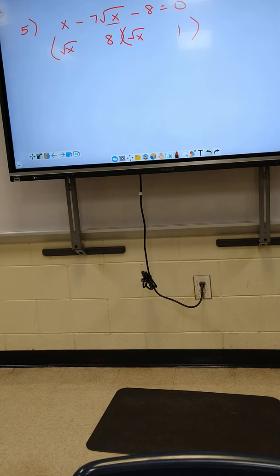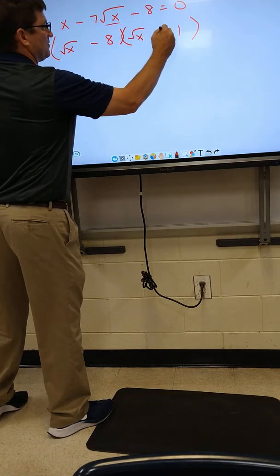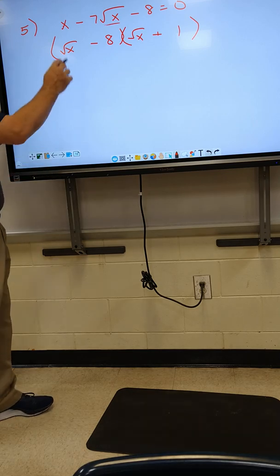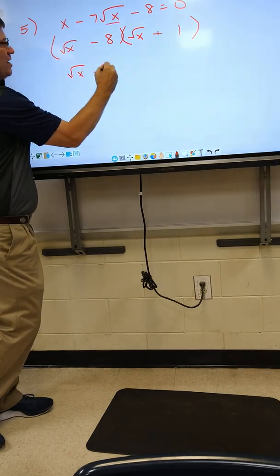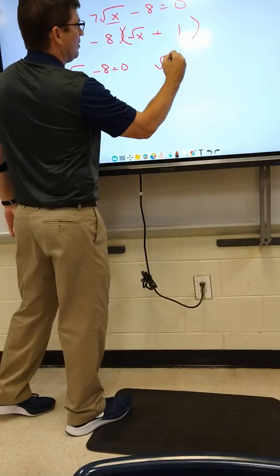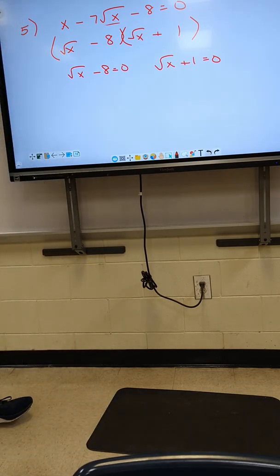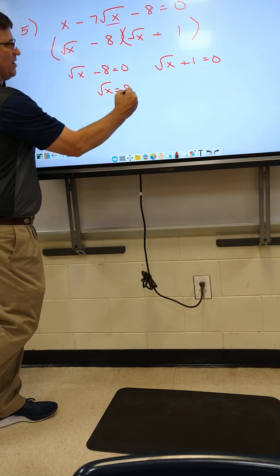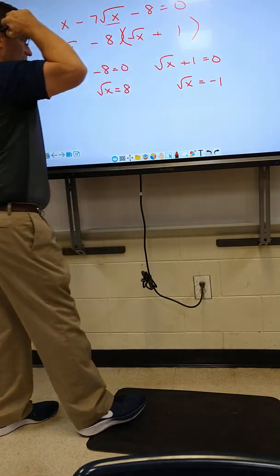Yep. Donnie says the 8 gets the negative, the 1 gets the positive. And we're going to do this one just like we did number 4. We're going to set both of our parentheses equal to 0. Root x minus 8 equals 0. Root x plus 1 equals 0. All right, I move over -8, that equals a +8. I move over +1, that equals a -1.